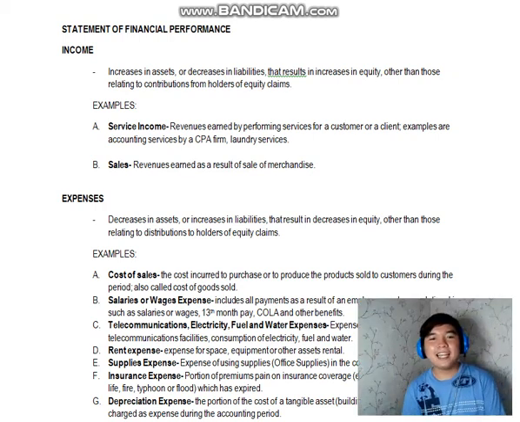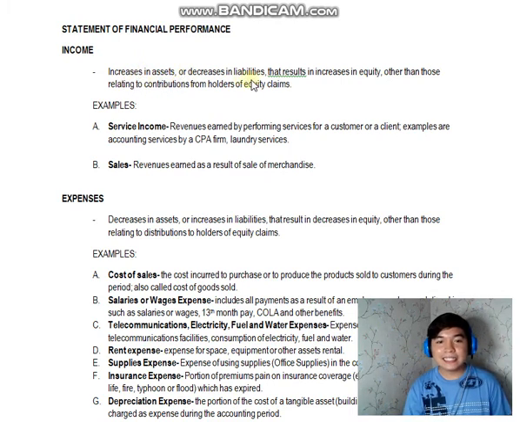Magtungo naman tayo sa elements na makikita natin sa statement of financial performance. Number 1 is the income. Okay? Income, the meaning of income, binigay sa standard. Income means increases in assets or decreases in liabilities that results in increases in equity other than those relating to contributions from holders of equity claims.